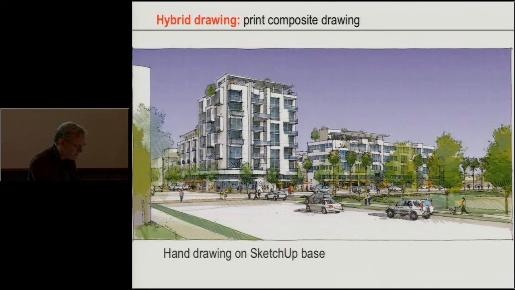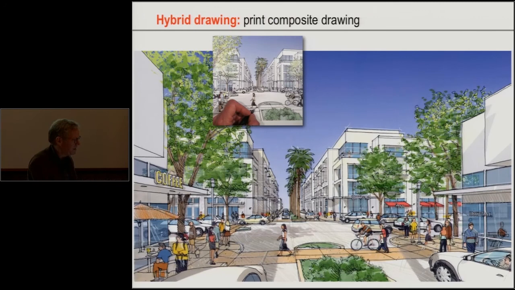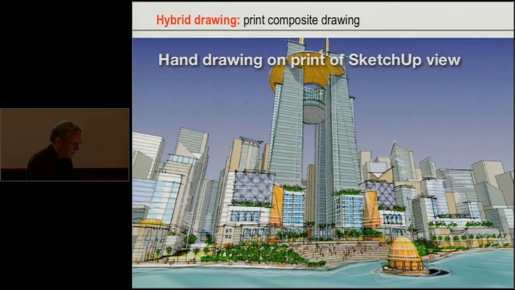So here's that same process, just printing it out and drawing right smack on the print. Same process. SketchUp model that you see in the upper left. I was doing this downtown scene. It's a stage set model of which I built some of the building components. I built faces of buildings, and then I just assembled them to create this scene, and then printed it out, and then colored it in with colored marker and colored pencil. Very simple, and very effective. So that print composite process is really great.